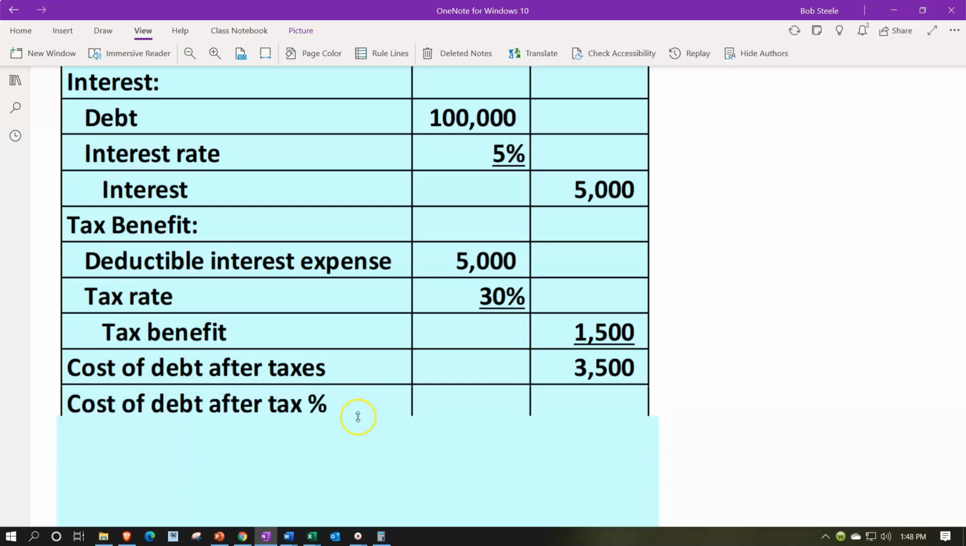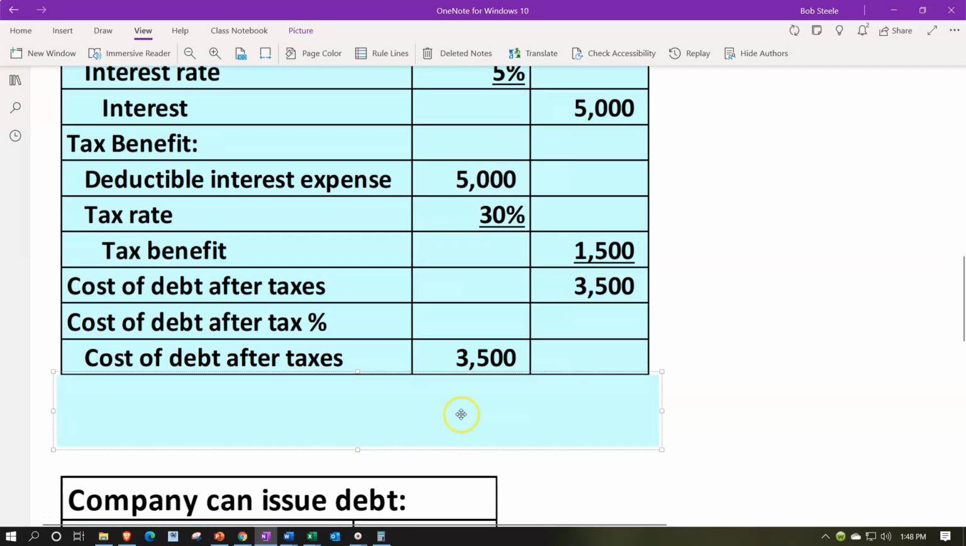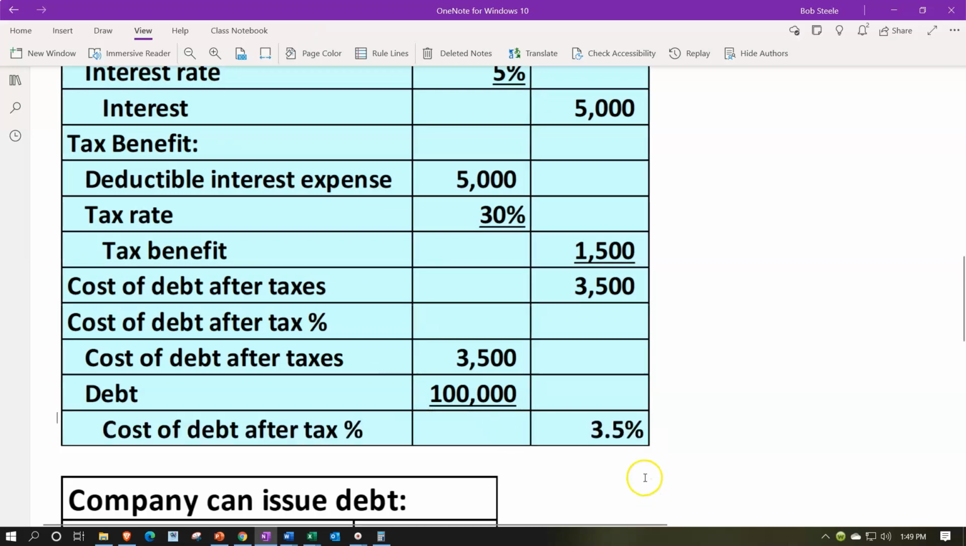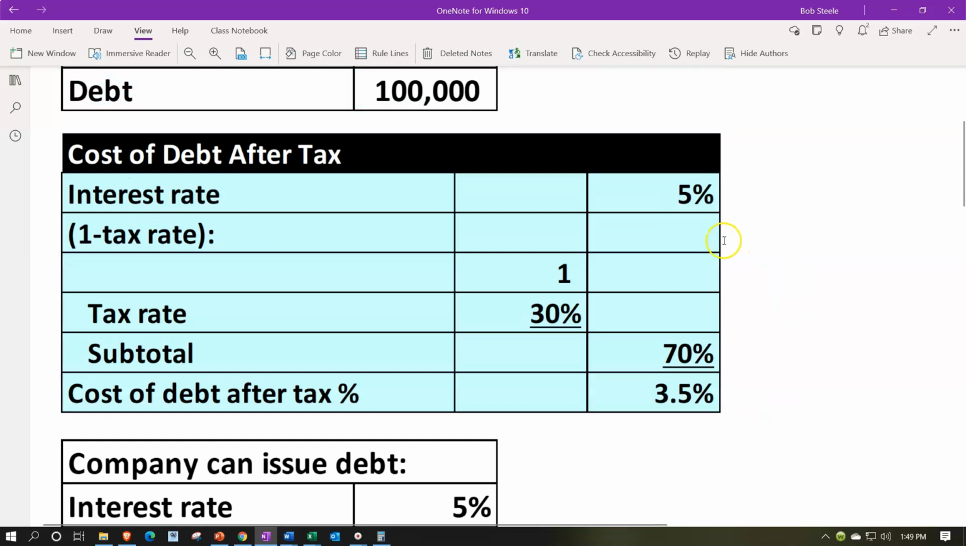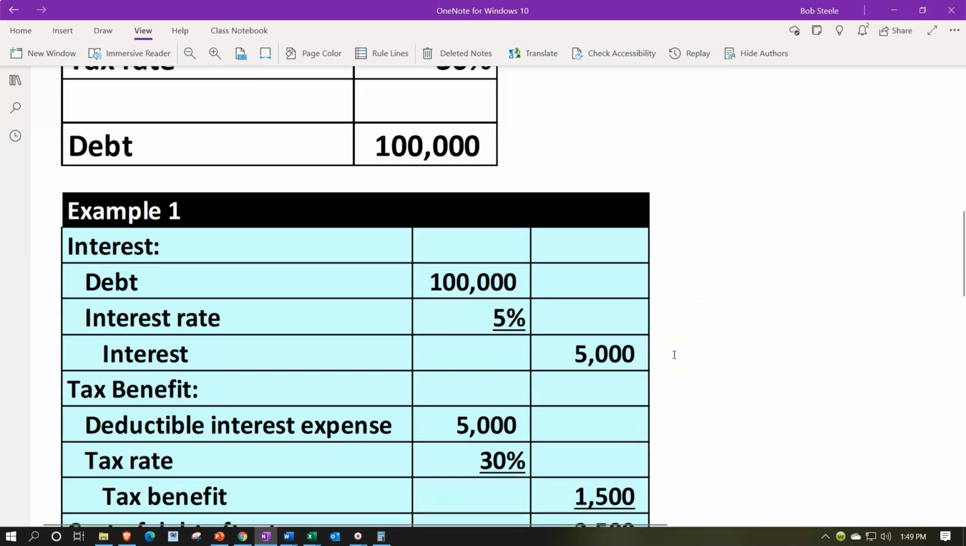So we could say, all right, let's take the cost of debt after tax on a percent basis. Let's take that cost of debt after taxes, the 3,500, and compare it to the debt itself, the 100,000. 3,500 divided by 100,000 would then give us the 3.5%. So that's the cost of debt after tax on a percentage basis. So you can get to it nice and quickly up top with this formula here, interest times 1 minus the rate. And then intuitively, you can kind of prove it to yourself by doing the normal type of calculation.